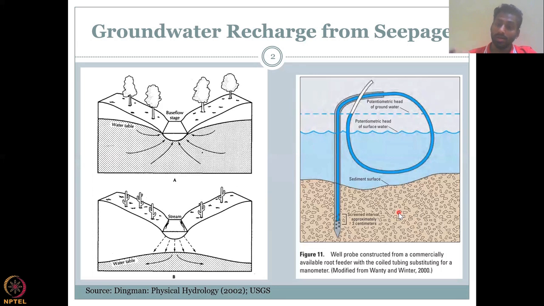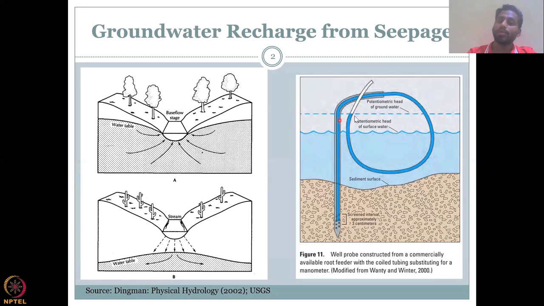This is your sediment surface or your stream bed. Right here on the stream bed, you will put the meter in. The meter is like a pipe with a screened interval of 3 centimeters, and that is where water can move in or out. In this example, your potentiometric surface or the groundwater head is at a higher elevation compared to the surface.